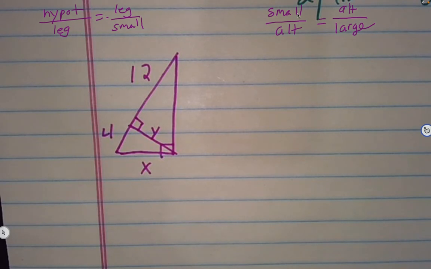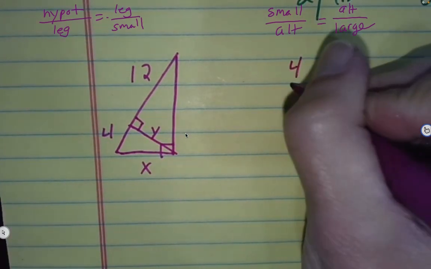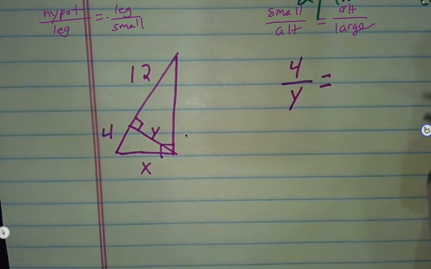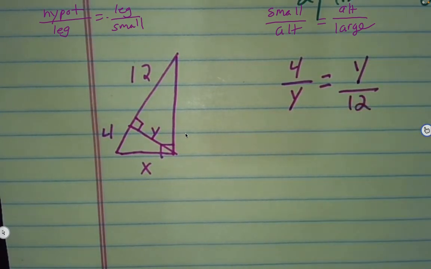On this one, it says the small piece, what's the small piece? 4. Over the altitude. What's the altitude? Y. So I'm going to write that. 4 over Y equals Y over 12, the bigger piece. Okay, now let's cross multiply.